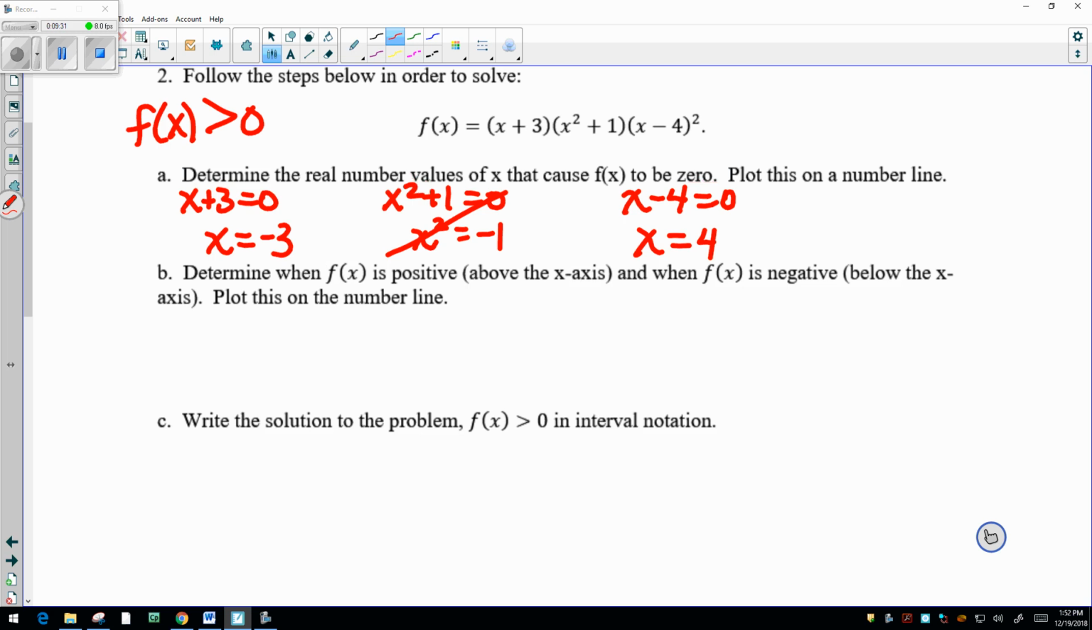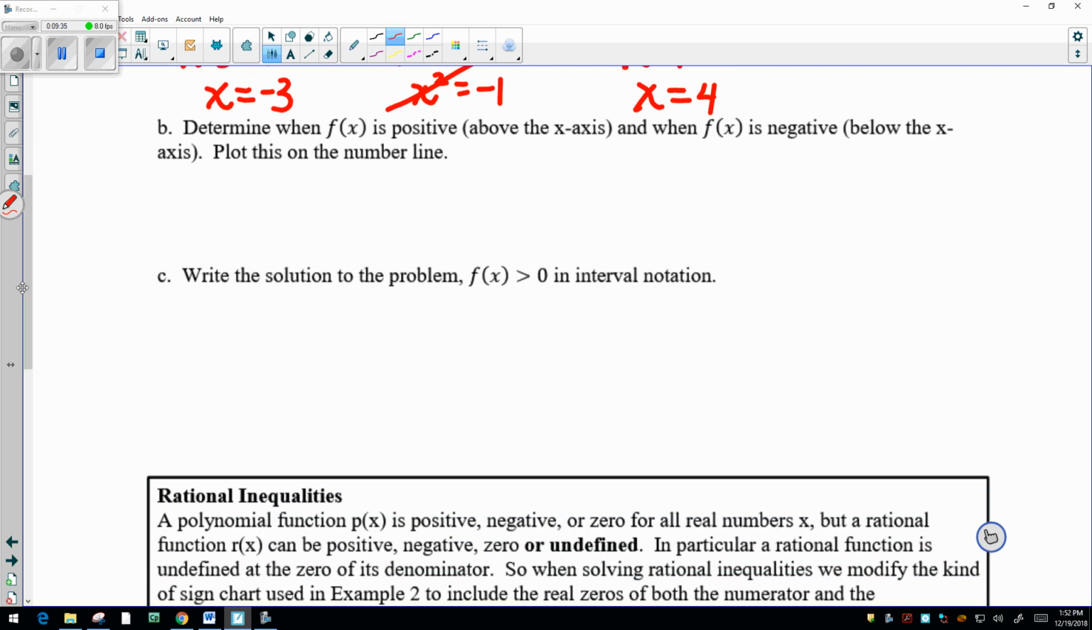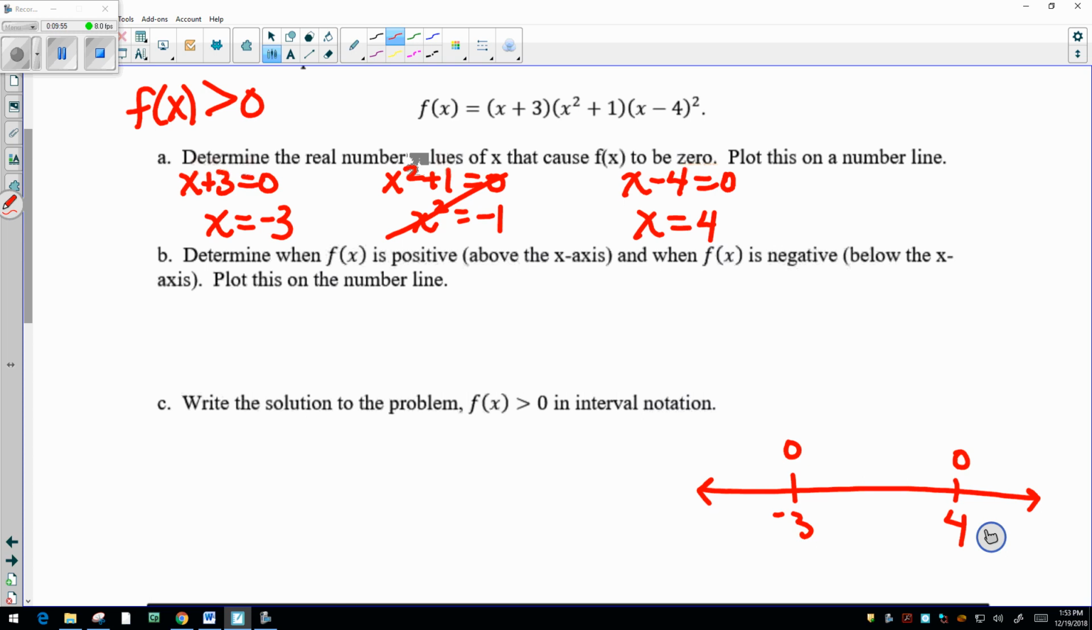Okay, so I'm going to take those two zeros that we have, a negative 3 and a positive 4, and place them on a number line. And above those numbers, I'm going to write 0, because I know that that's a 0. Now it says we want to determine when this is positive, sitting above the axis. So what I would do is say, let's pick a point on any of the intervals, and we're going to plug it into each of the factors.